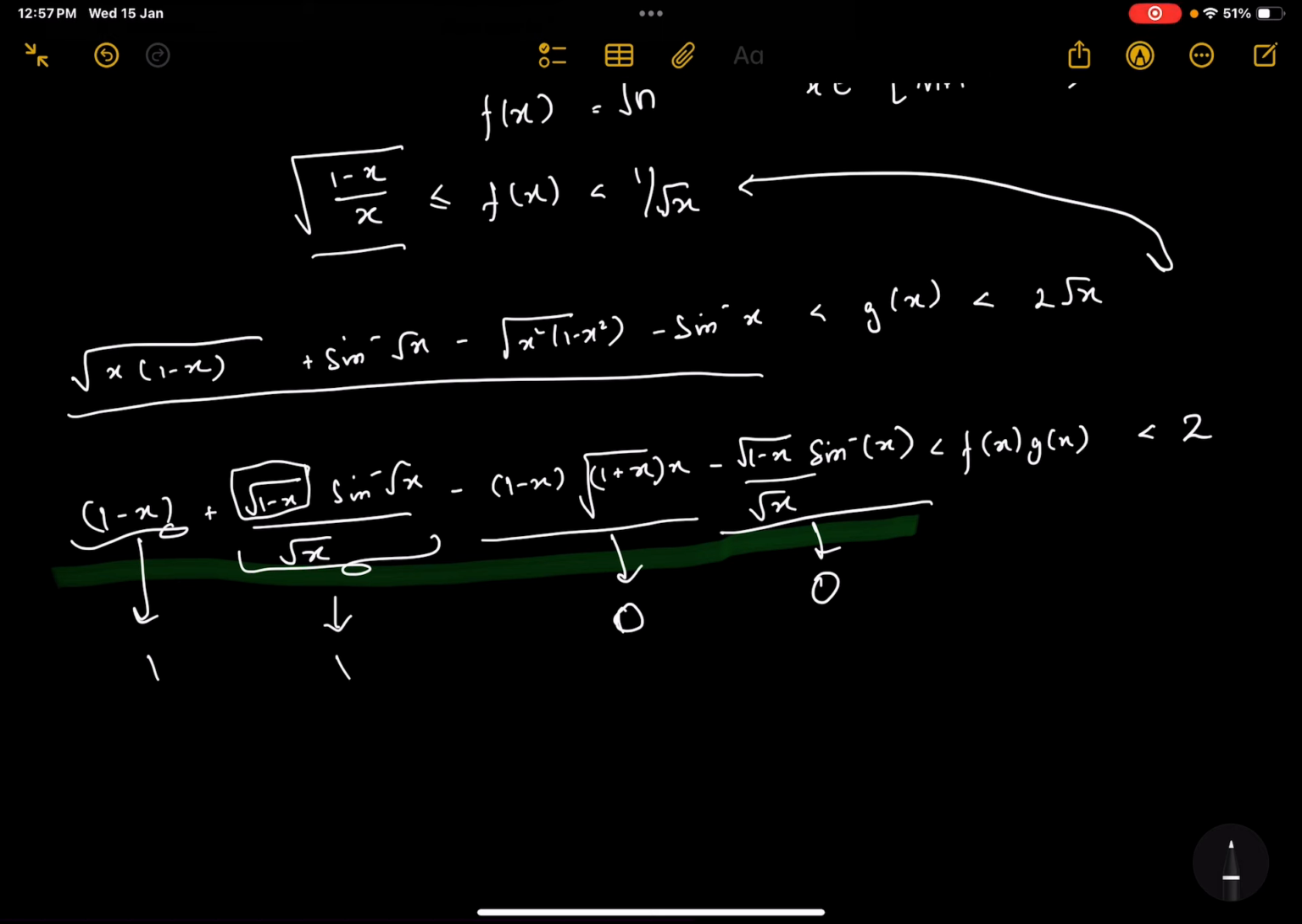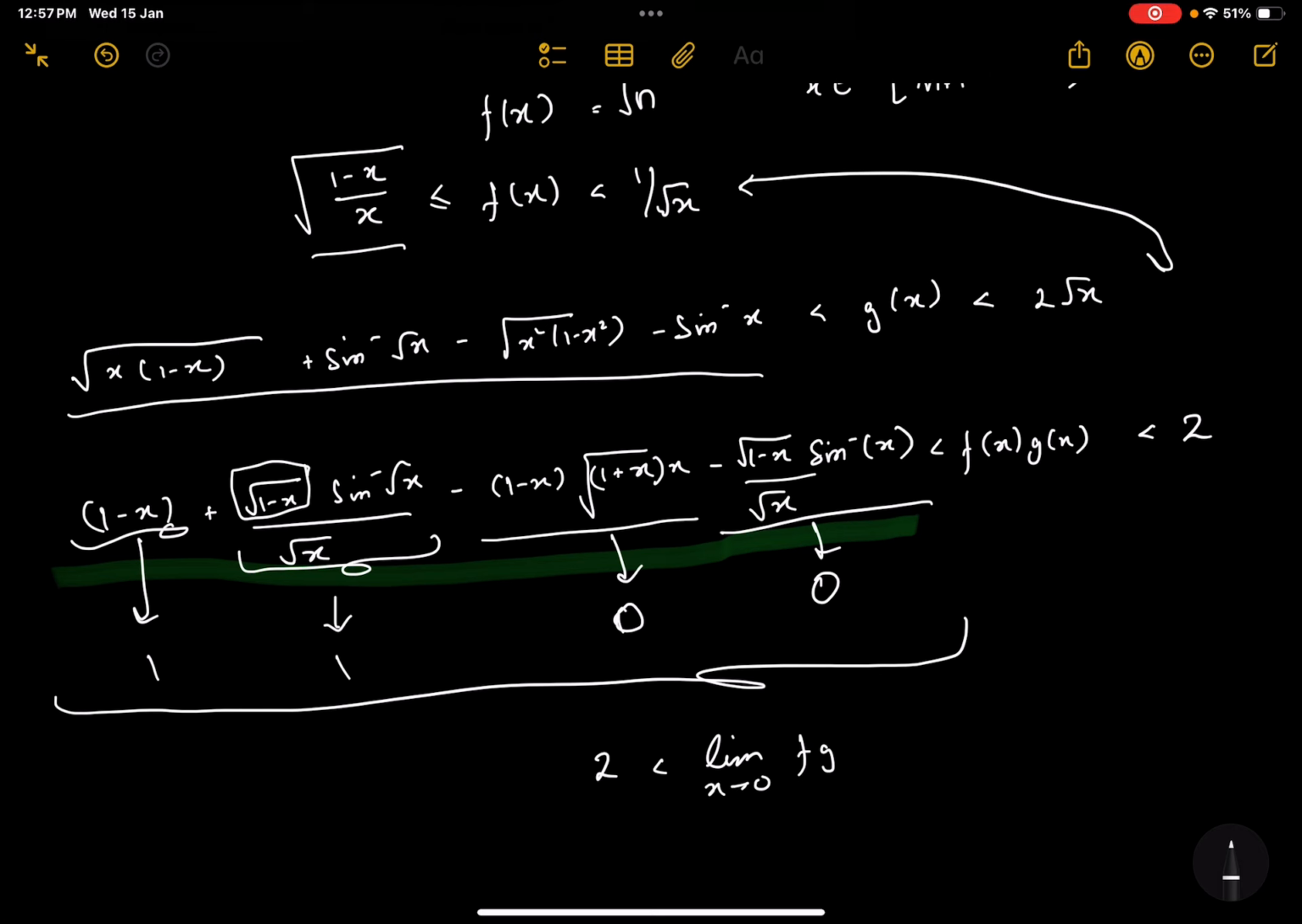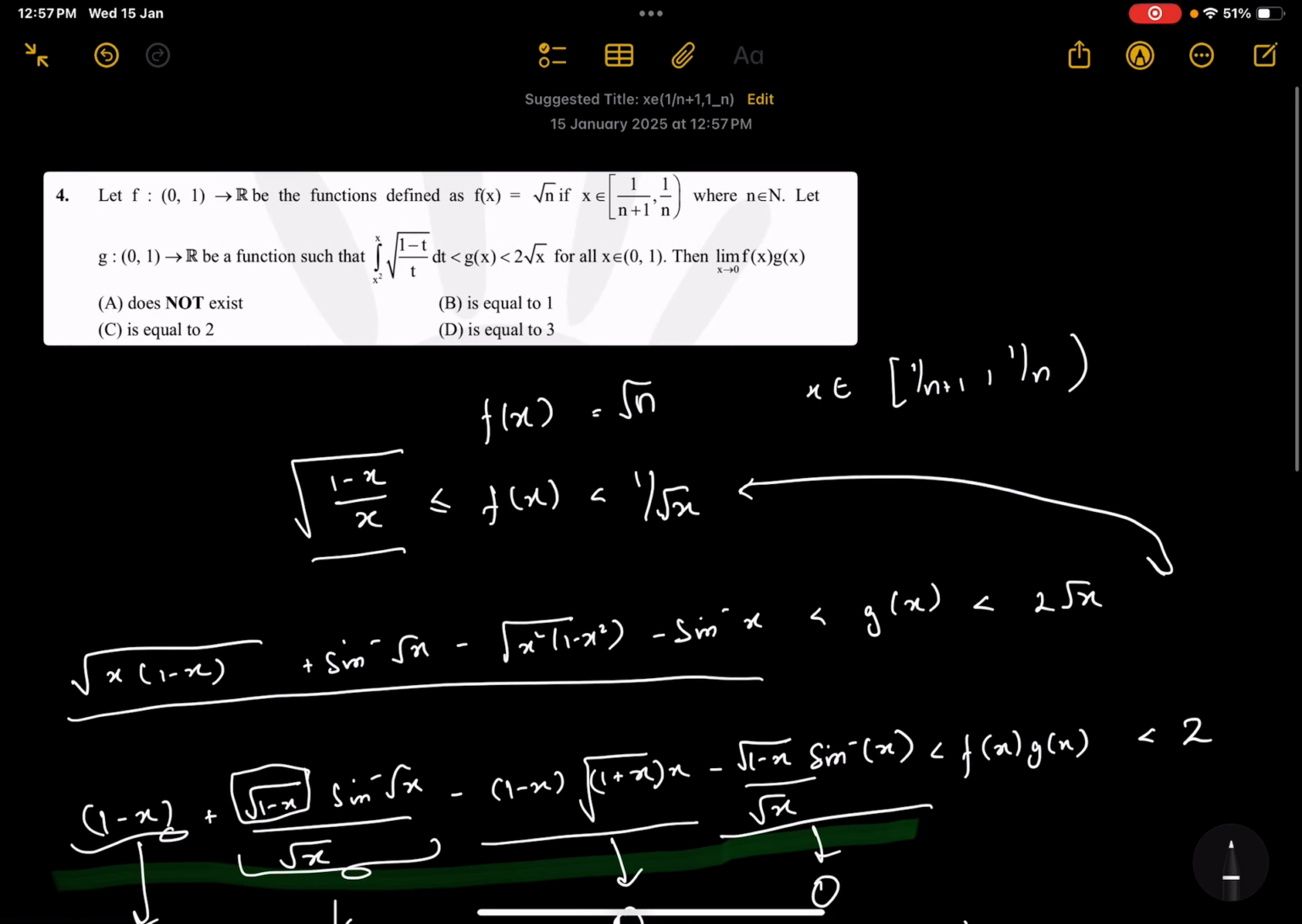So the entire left hand part of this inequality, or rather the lower bound of this inequality goes to 2. Then here we have limit x goes to 0 fx gx, and here we have 2. So by sandwich theorem, this limit will be 2. So the answer is C.